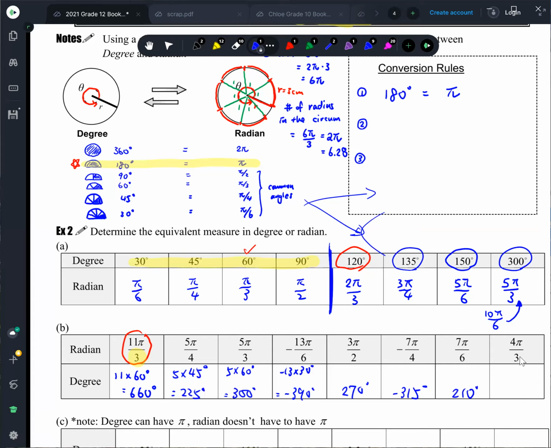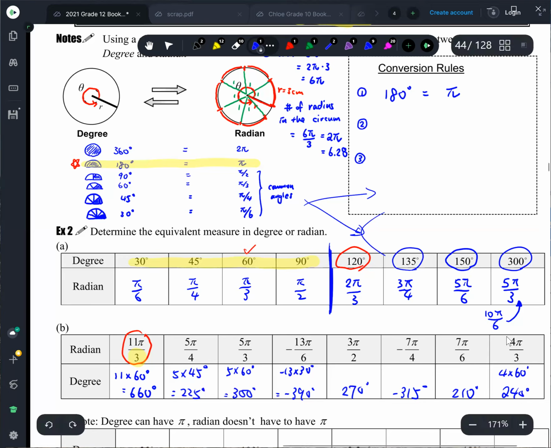Well, we can go over this one together, right? What's in the denominator? 3. So got to do with pi over 3, right? Yeah. Okay, so how many degree is pi over 3? 60. And how much will you need? 60 times 4. What's that? 240. Yes. Okay, that's how you do it, right? 4 times 60. So you need to remember the common ones, okay, to do these questions.